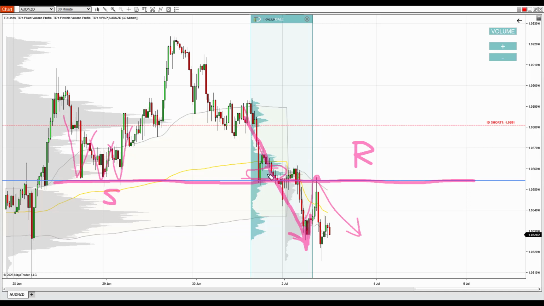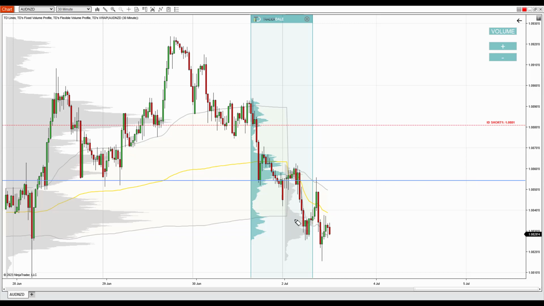So not only we had that trend setup in here, the volume profile based setup, but also a price action setup at the same level. That's my favorite combo of trading setups. As you can see, it played out really nicely. So that's the Australian dollar, New Zealand dollar, and the trend setup.